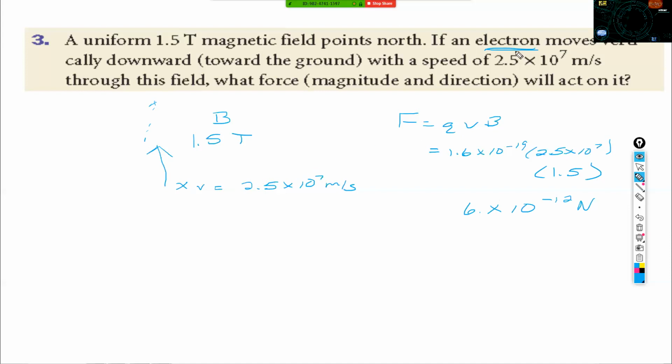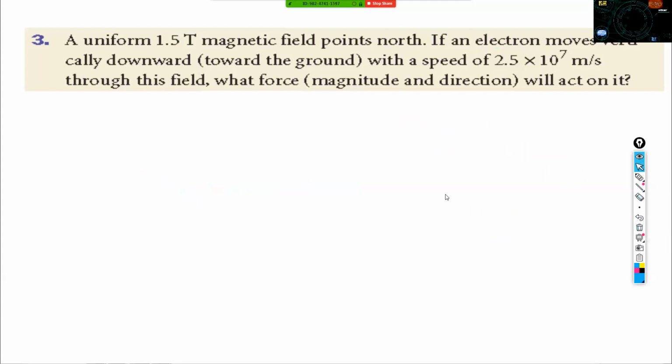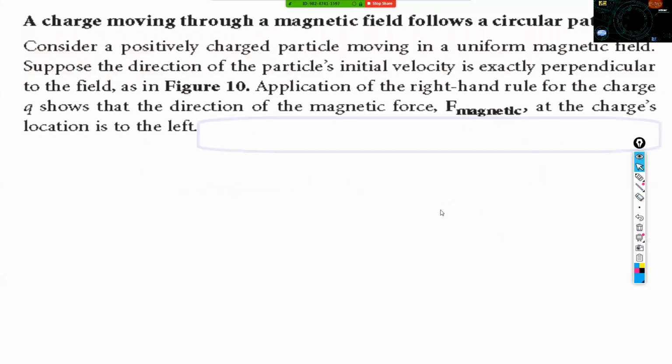Now, because it's an electron, it's going to be opposite, so the direction would be west. Your palm would be facing east, but that's for a proton. You need to remember that it's going to be opposite, so it would be west. Or apply the left-hand rule as well.